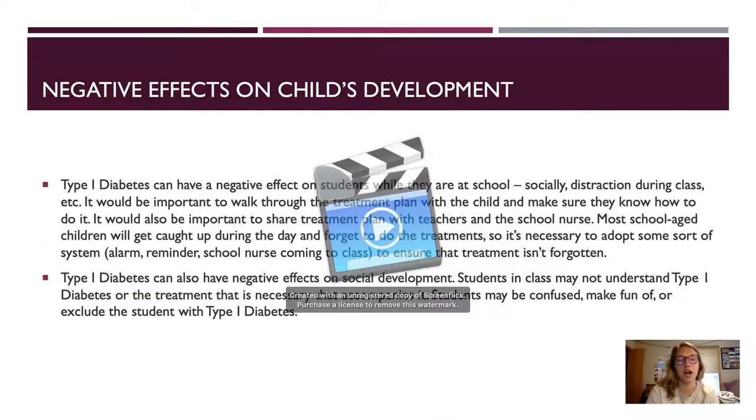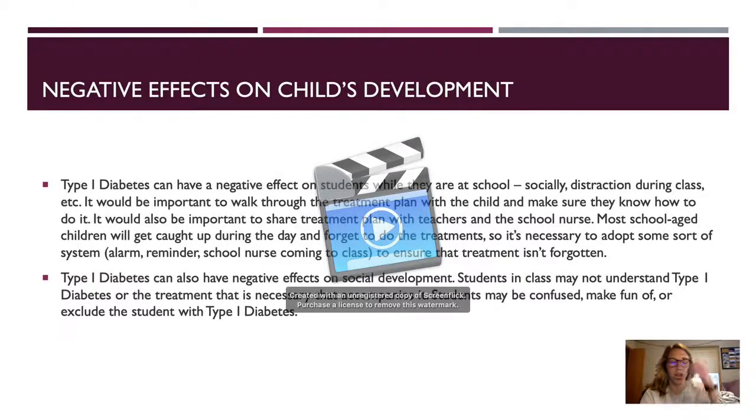So there are a couple of really main negative effects for the child's development. Type 1 diabetes can have a negative effect on students while they're at school, socially, distraction during class, etc. It would also be important to walk through the treatment plan with the child and make sure they know how to take care of their own treatment plan, so that they can do it themselves. It would also be important to share the treatment plan with teachers and the school nurse.